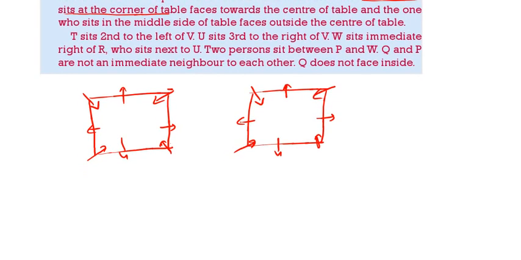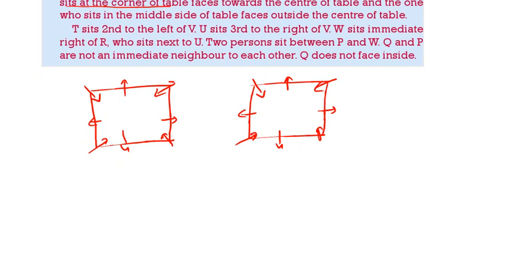Now start the puzzle. T is sitting second to the left of V. So first write down V, here in the corner, and the second time in the middle. T is sitting second to the left of V. Then this is over. Then U is sitting third to the right of V. So V right third is U. So this will be U. Here V left third, this will be U.